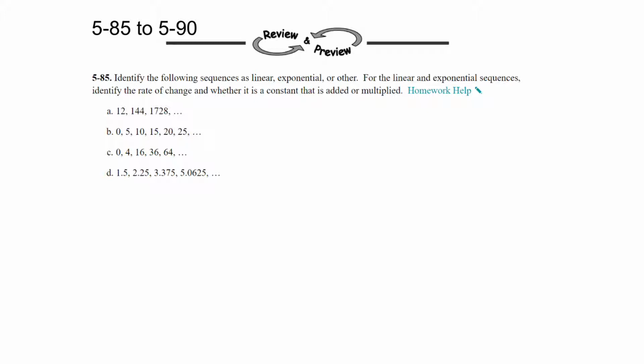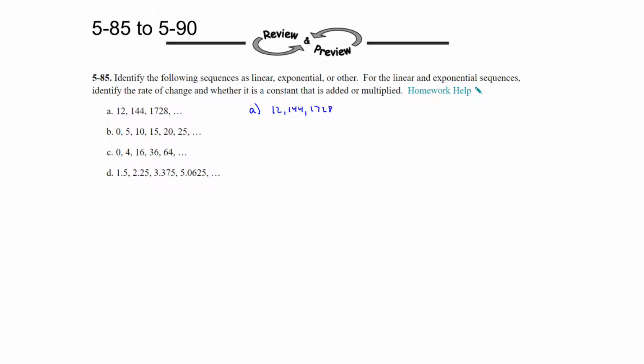Question 85, identify the following sequences as linear, exponential, or other. For the linear and exponential sequences, identify the rate of change and whether it is a constant that is added or multiplied. So on part A, we have 12, 144, and 1728.